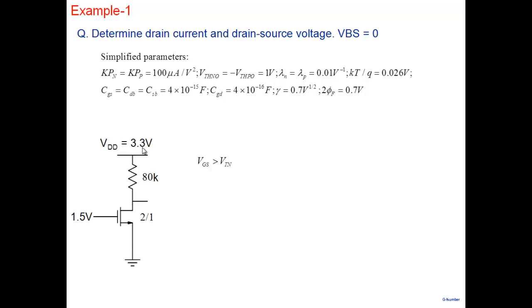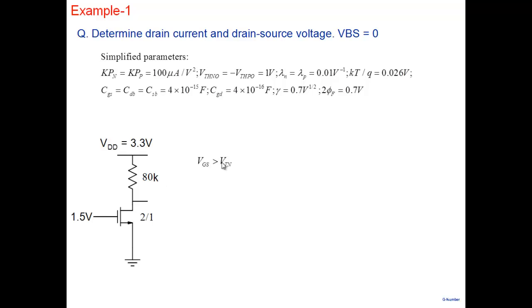If you want to accurately calculate this voltage, then I need a model for below threshold. That's an exponential; current varies exponentially with voltage here. One could use that to calculate the current values and get a more precise value. But most of the time it's not necessary. Once you're much below threshold, the currents are very small, and the voltage would be 3.3. Anyway, here VGS is greater than VTN, so we know the transistor is conducting.